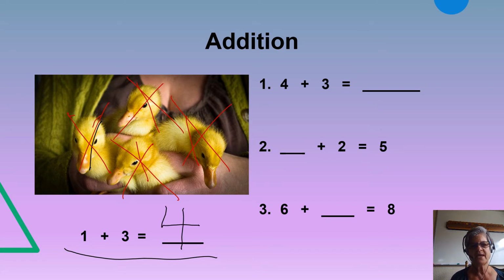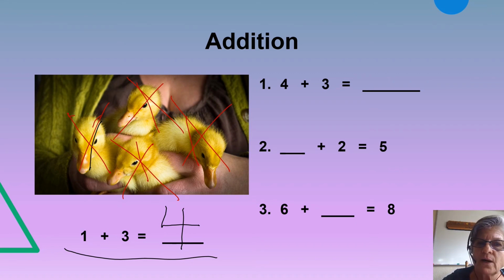Very good job. Now we're going to do addition problems without using a picture. The first one says 4 plus 3 equals, and we have to figure out what the answer is. So I'm going to make a picture underneath using circles. Now I'm adding things together, so that means I'm going to start with a certain amount of circles and add some more circles. I'm starting with 4 circles because it says 4.